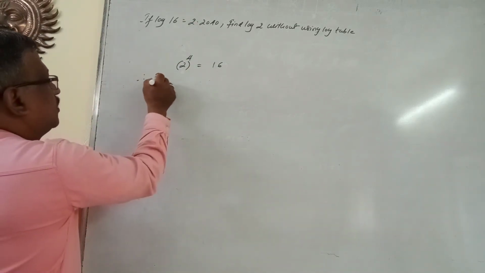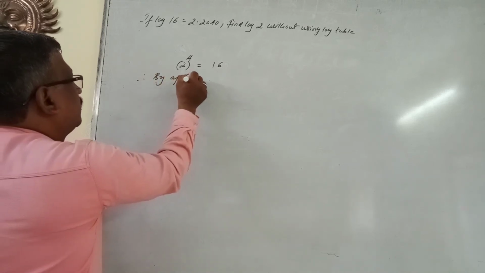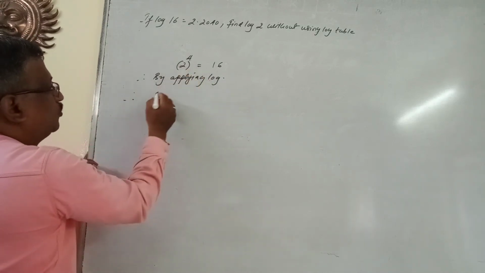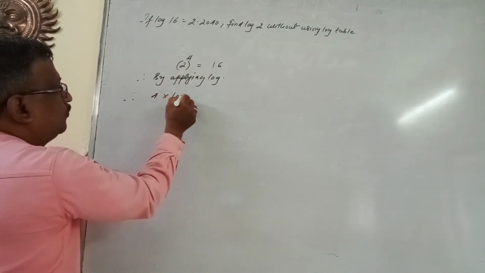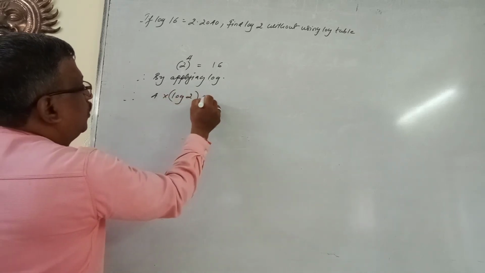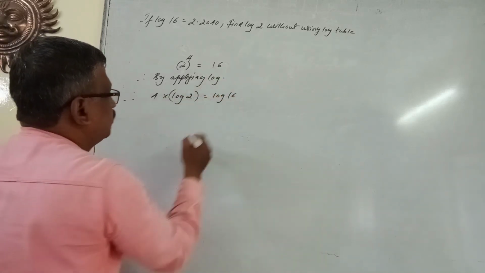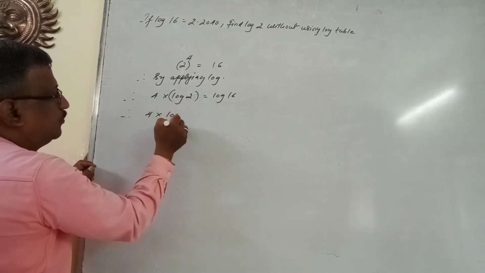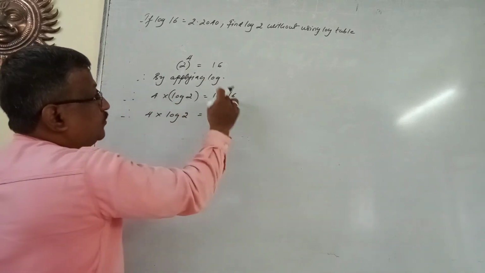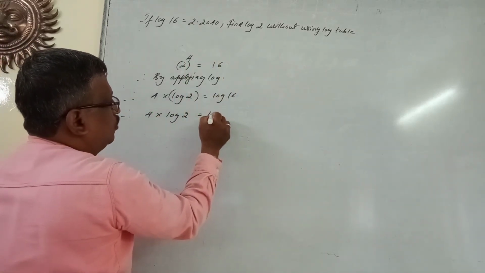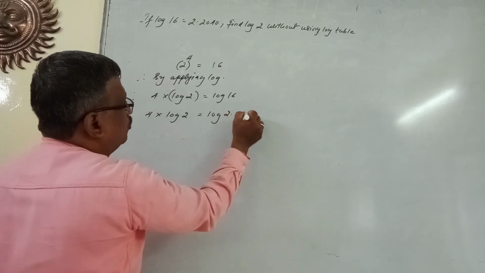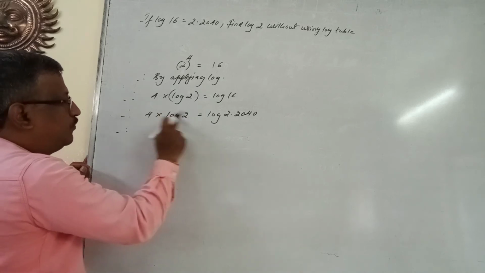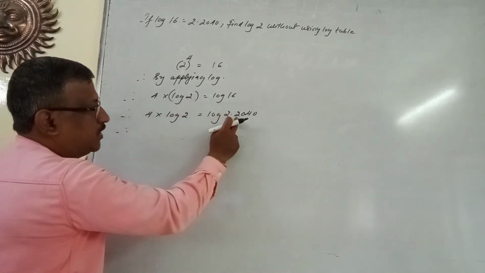So you apply the log. Shift this power to this side, it becomes multiplication, that is 4 into log of 2 equals log of 16. Keep this 4 as it is, because we have to find log of 2. Log of 16 is already given in the problem. It is 2.2040. Again, until and unless you know the log of 2 we cannot multiply this by 4, but I can transfer the 4 to this side.